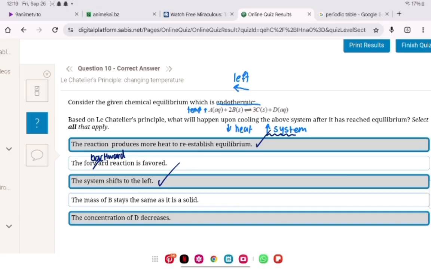The mass of B stays the same as it is a solid. B is not affected because it is a solid. If we change anything, it changes with it, it just doesn't get affected. So that's why this is wrong. The concentration of D decreases. Since we're going to the left, D is giving more there, so it's decreasing. So that's why this is correct.